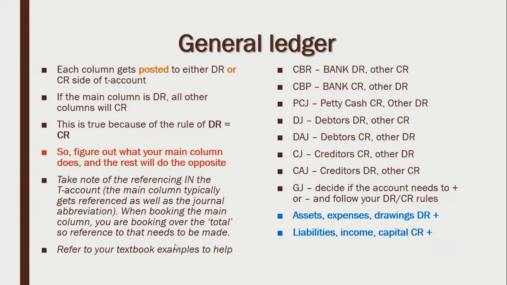In your general journal, you will have multiple accounts that you will account for. At the bottom, I've indicated the double entry principle, and how it will affect your assets. Your expenses and your drawings will always increase on the debit side, whereas your assets, your liabilities, income and capital will increase on your credit side. So that is your accounting equation.